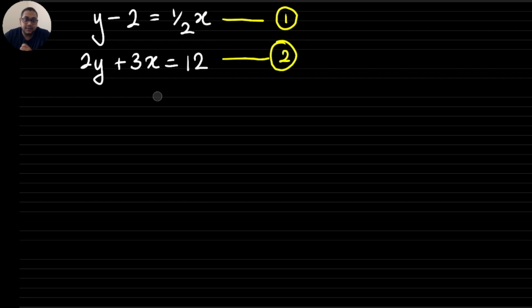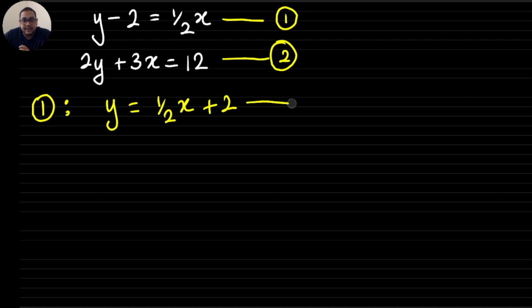In this example, we will look at the method of substitution. As you can see, I have already labeled the two simultaneous equations as 1 and 2. And using equation 1, I'm going to make y the subject. Therefore, y is equal to half x plus 2. I'm going to label this as asterisk.